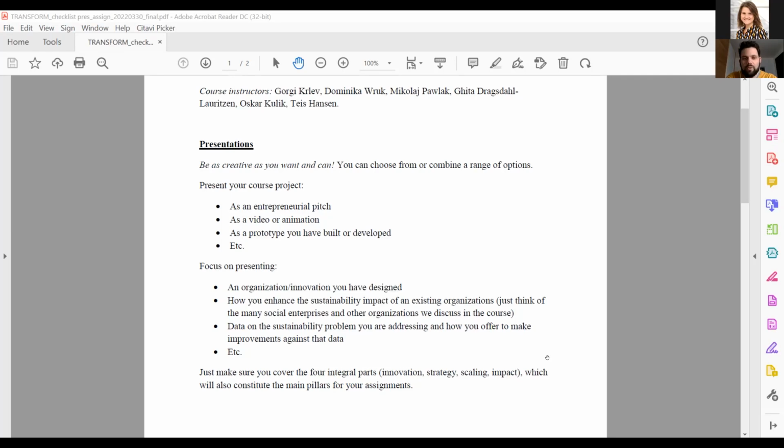Basically, obviously, that's the common denominator: you need to present your course project, but you could do that as an entrepreneurial pitch. You could prepare or produce a video. You could do an animation if you have the skills and the interest. You could present some kind of a prototype if it's more of a technology-based thing you've built or developed. It could also be a prototype of, I don't know, a new kind of process, etc. Whatever you come up with.